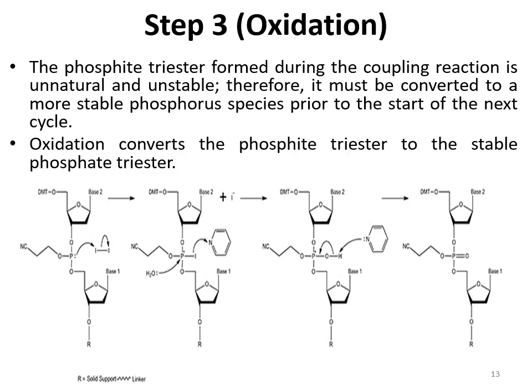The oxidation reaction takes place in the presence of pyridine, iodine and water. The product is a phosphate triester with a protecting group on oxygen known as cyanoethyl. So there is a protecting group on the phosphate triester.